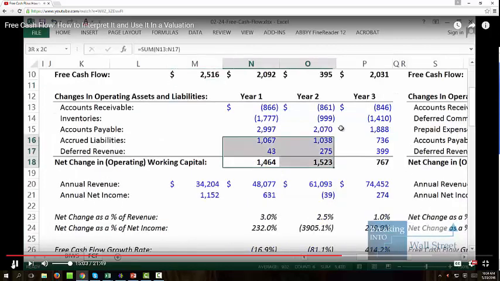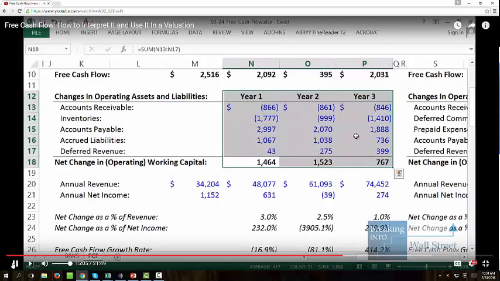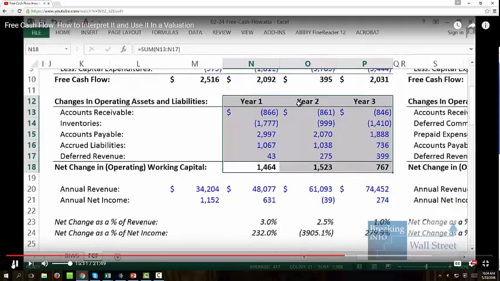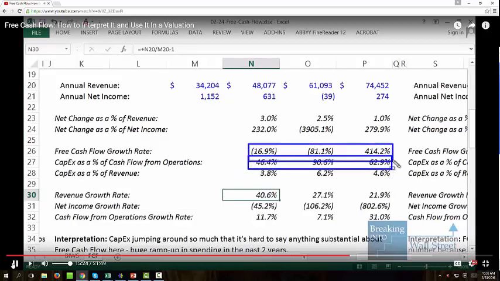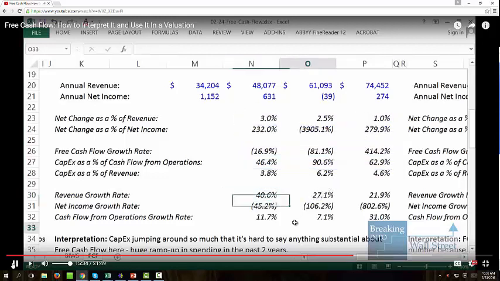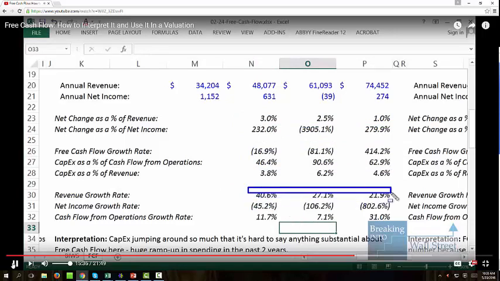And if you look at their change in working capital, their change in operating assets and liabilities, these change overall by less than Capex. And if you look at some of the numbers here, so Capex as a percent of cash flow from operations, look at how much this is varying each year. 46% to 90% to 63%, it's all over the place. Free cash flow overall is declining in the first 2 years and then increasing a lot in year 3. The net change in working capital as a percent of revenue, that's actually going down over time. What's interesting to note, though, is that revenue is growing at a good clip, 40%, around 30%, 20%.